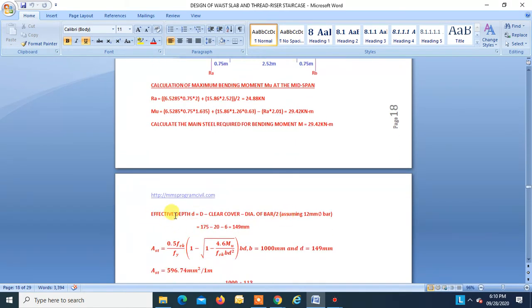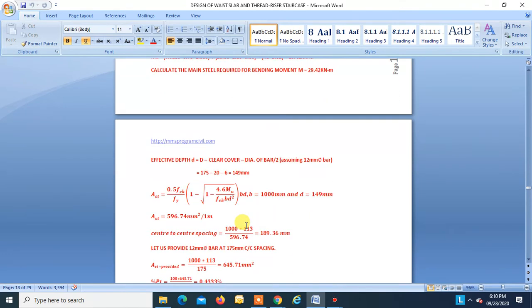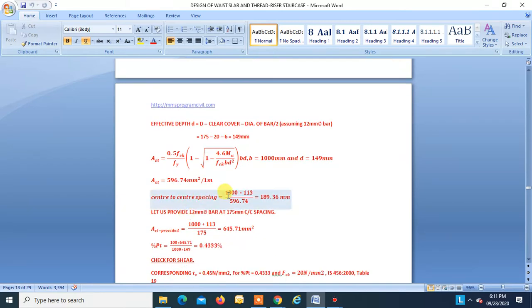So let us first find the effective depth d. That is capital D, 175, minus clear cover, minus the diameter of the bar divided by 2. We are assuming a 12 mm diameter bar as our main. So 175 minus clear cover 20 minus 6, that is 149. Putting the values of M and d over here, we get Ast equal to 596.74 per meter.